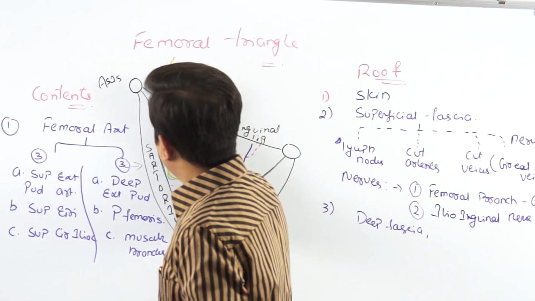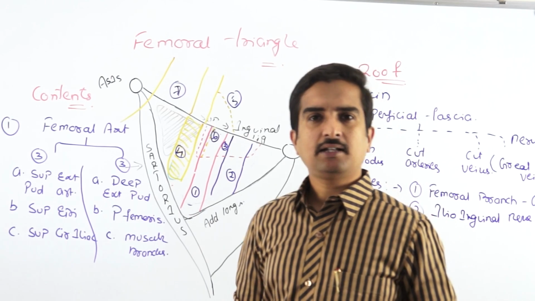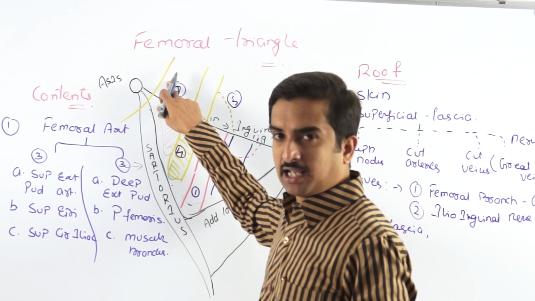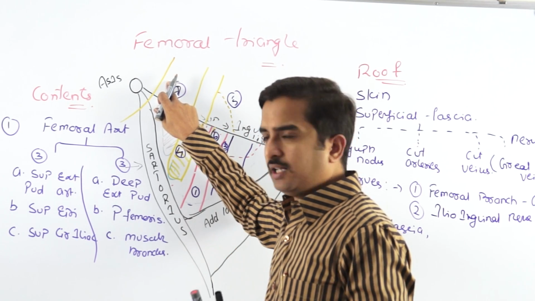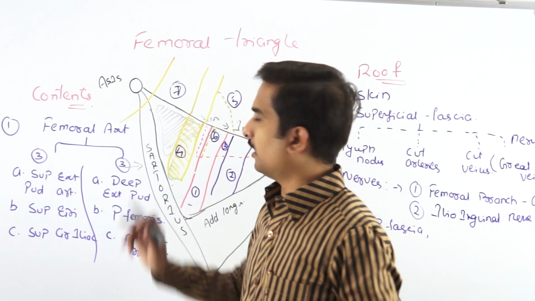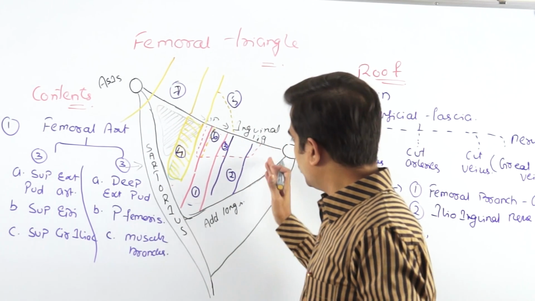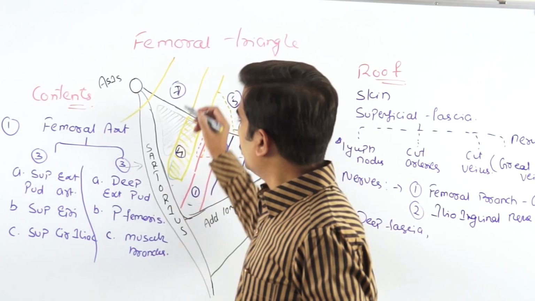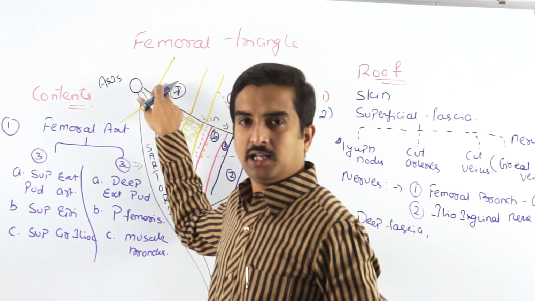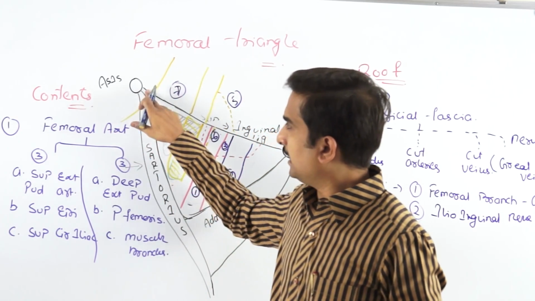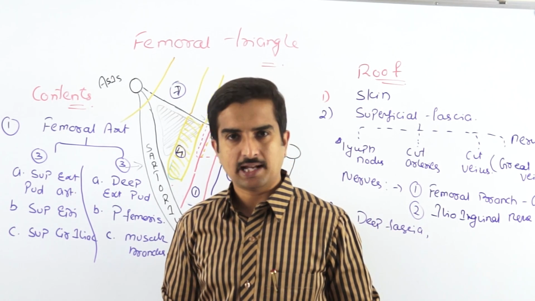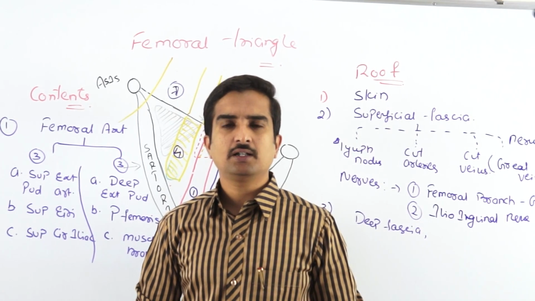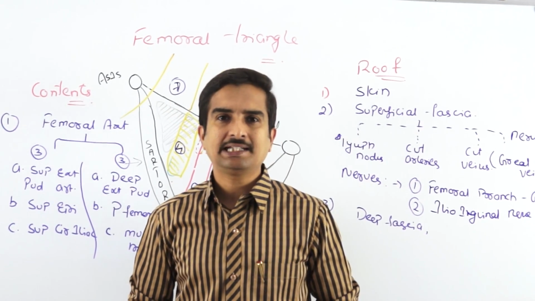Seventh content, another nerve is called as the lateral cutaneous nerve of the thigh. So if you see the lateral cutaneous nerve of the thigh, this lateral cutaneous nerve crosses the lateral angle of the femoral triangle. So you know that this is the medial angle, this is the inferior angle, and this is the lateral angle of the femoral triangle. So the seventh one is the lateral cutaneous nerve of the thigh crosses the lateral angle of the femoral triangle. So by this we finished the boundaries of the femoral triangle along with its contents.